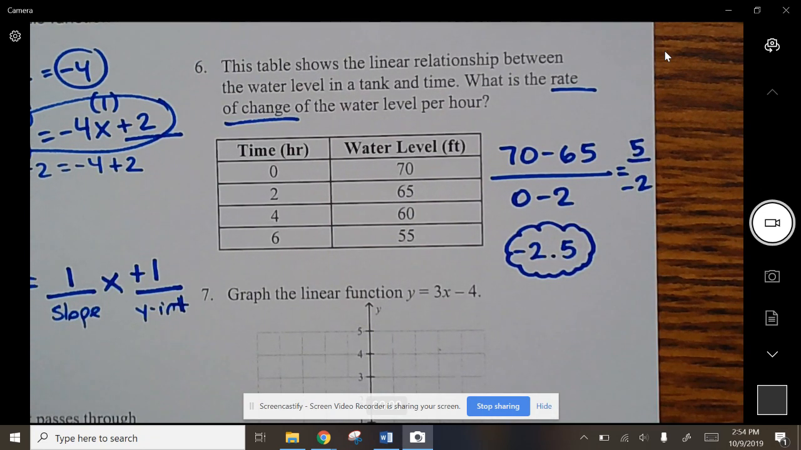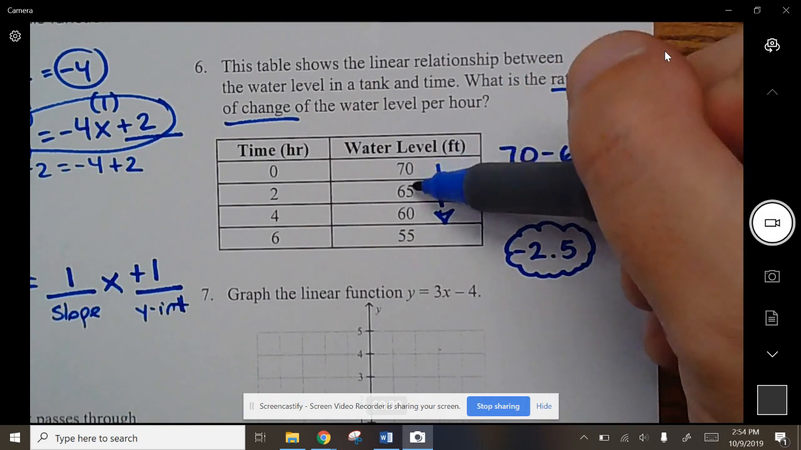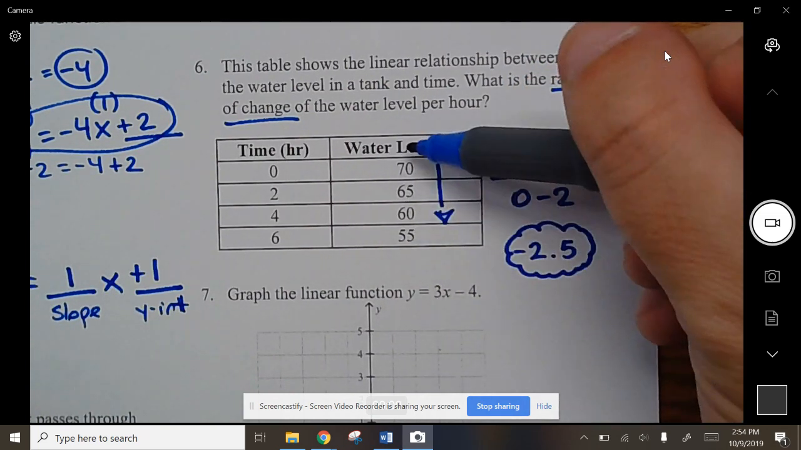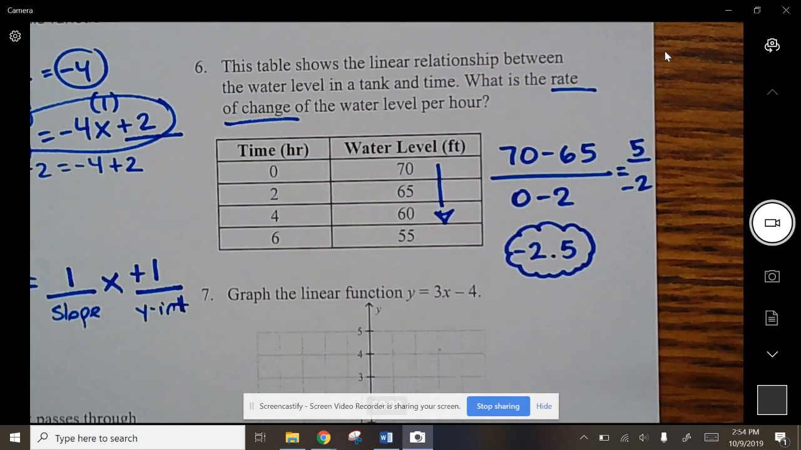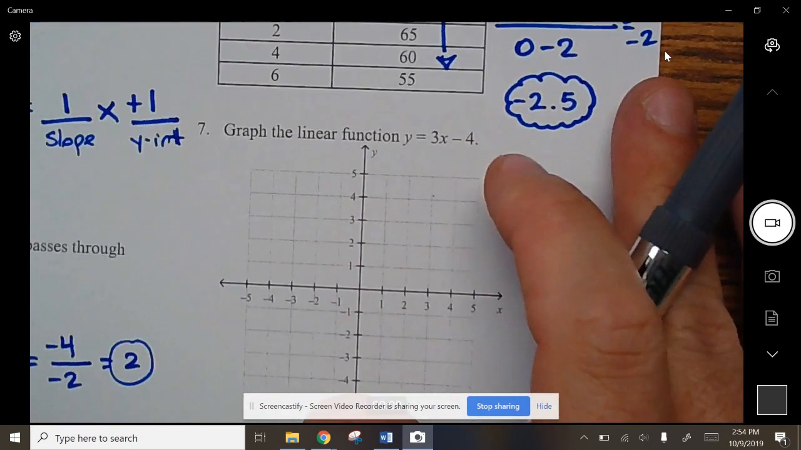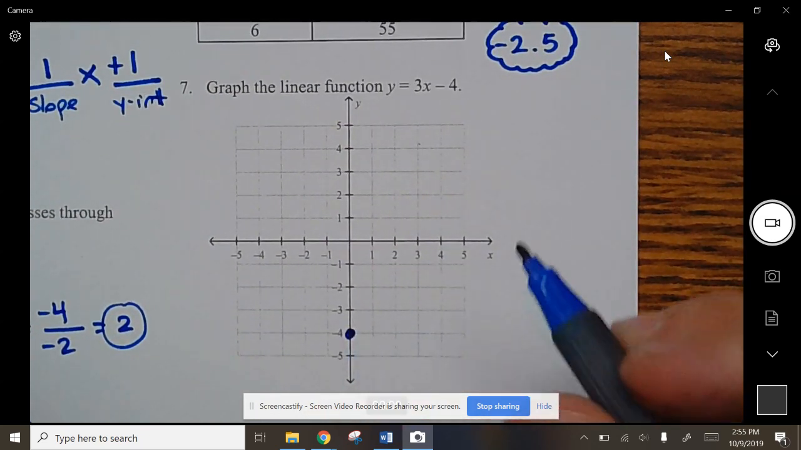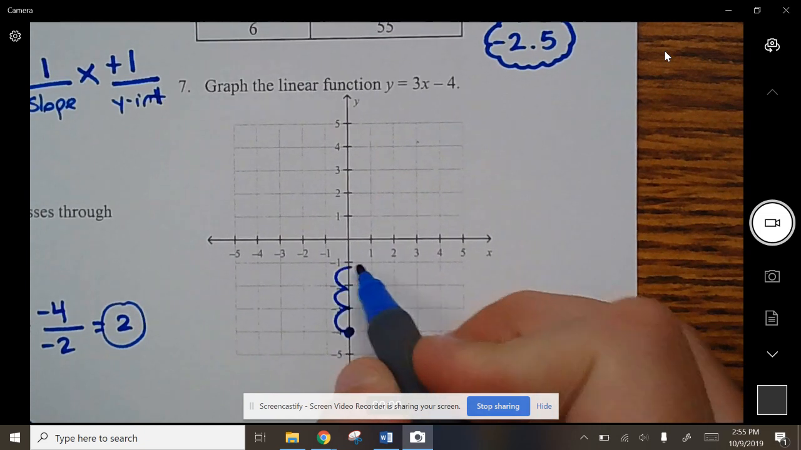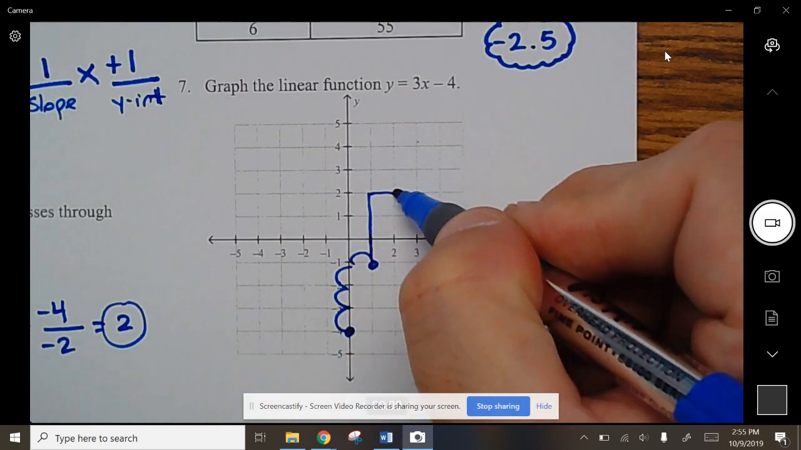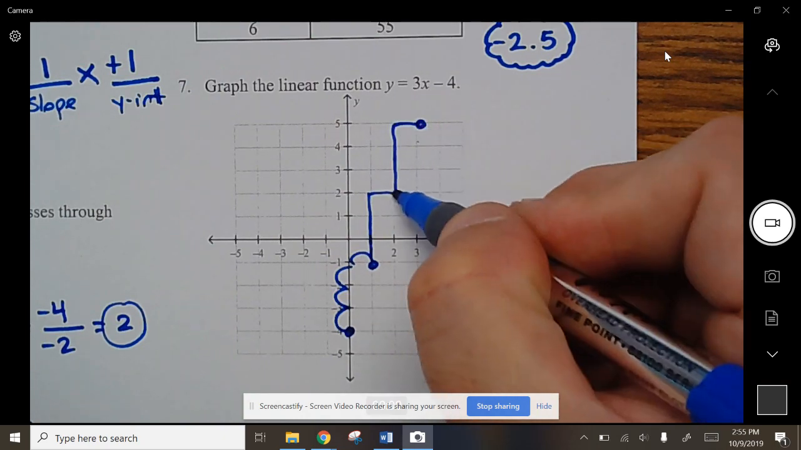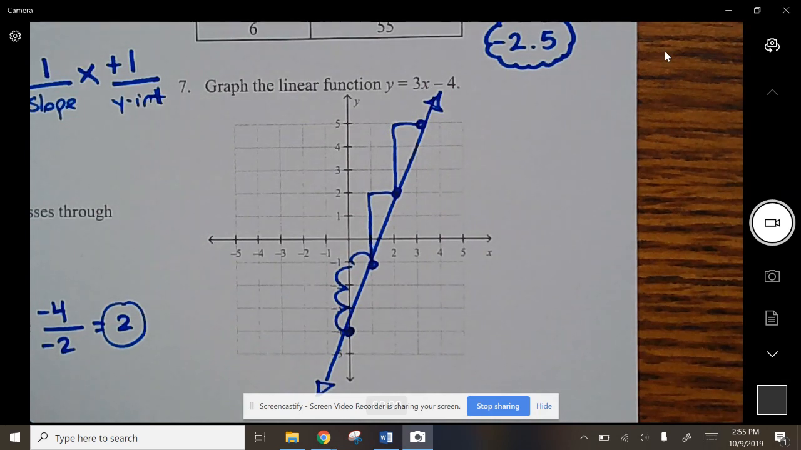Okay? It's going down. Notice these numbers are going down too. Make sure when you notice that on a table that they're going down, that your slope is going to be negative. As these are increasing, these are decreasing, it's going to be a negative. All right. Number 7, we should know how to graph this. We're going to go negative 4, rise 3, 1, 2, 3, over 1. And if you wanted to keep going up 1, 2, 3, over 1, you can give me multiple points on this to give me a straighter line.